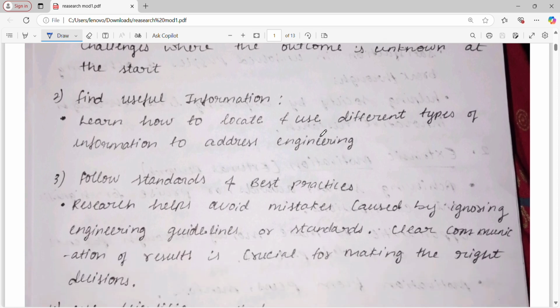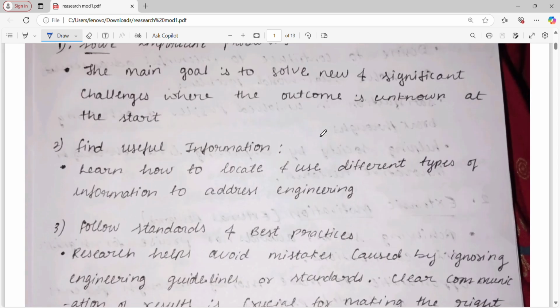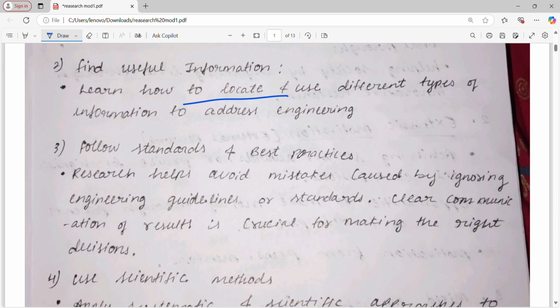The next objective is to find useful information. Learn how to locate and use different types of information to address engineering problems. First we should find the useful information so that we can search about the problem.